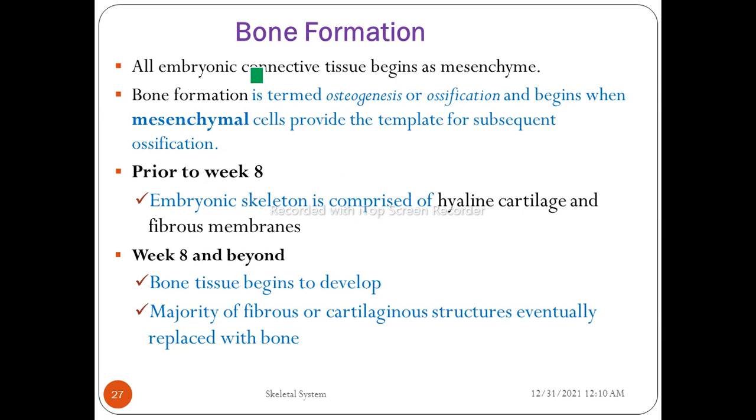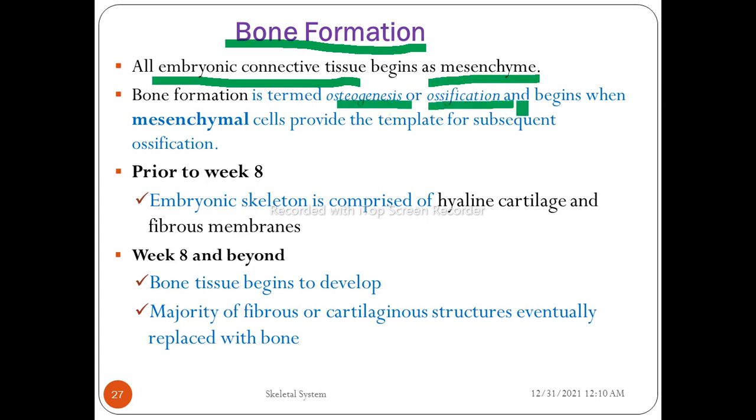Finally, bone formation. When we see bone formation, embryonic connective tissue begins as mesenchyme. Bone formation is termed osteogenesis, or ossification. Bone formation begins when mesenchymal cells provide the template for subsequent ossification.